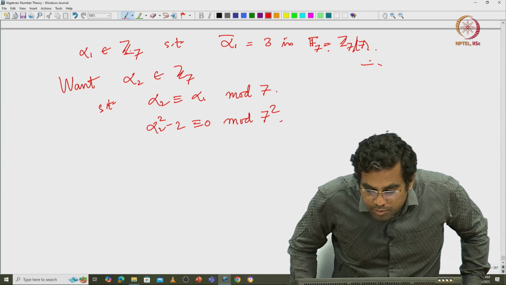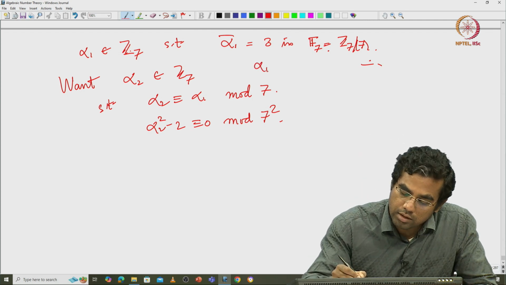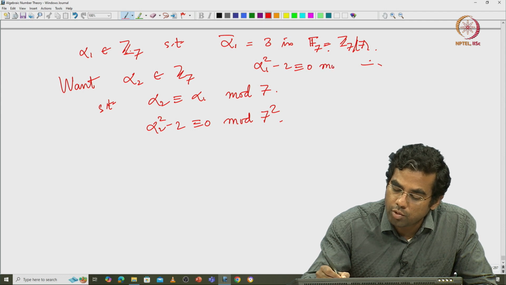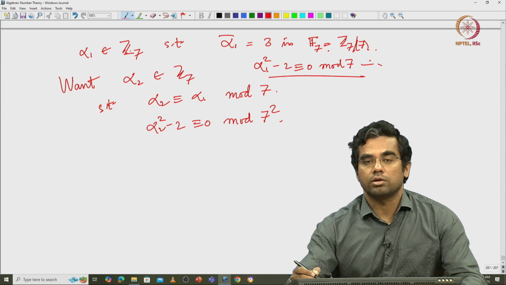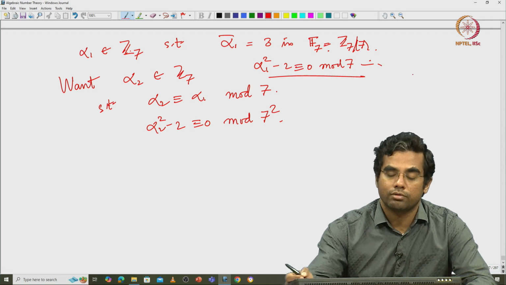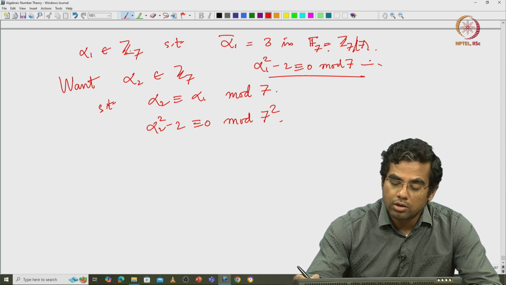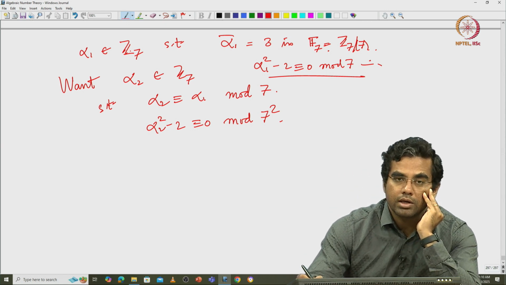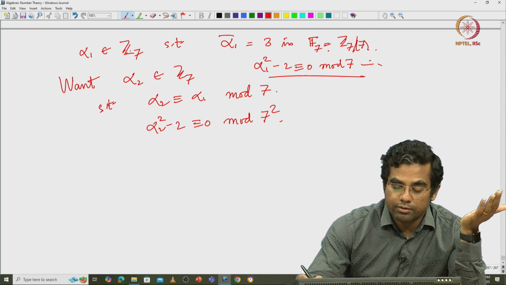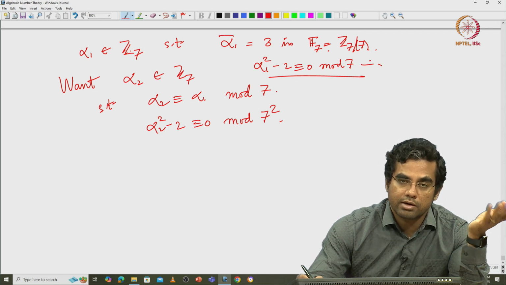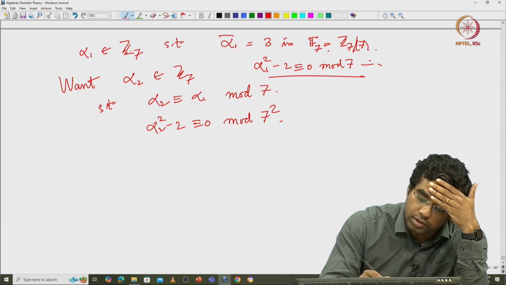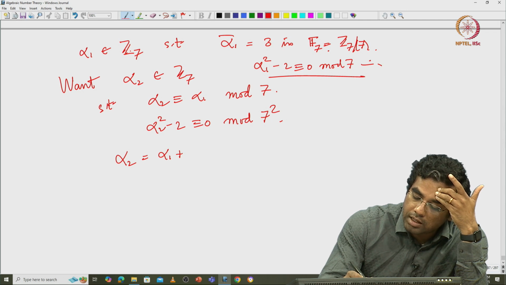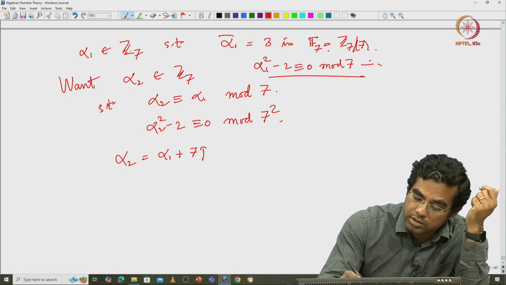So, I have an alpha 1 such that alpha 1 squared minus 2 is congruent to 0 mod 7. This is what I start with, and I want alpha 2 which is a better approximation to the alpha that I am actually seeking. I want alpha 2 squared minus 2 to be divisible by 7 squared rather than just 7. So, how do I do this? Well, I take alpha 2 to be alpha 1 plus 7 times some beta 1.